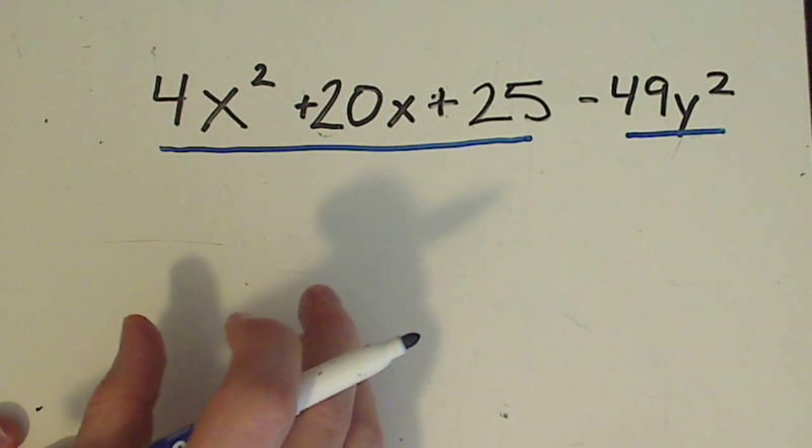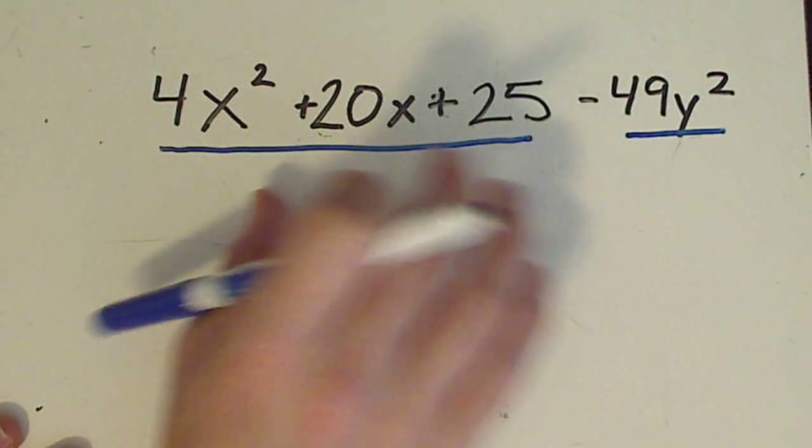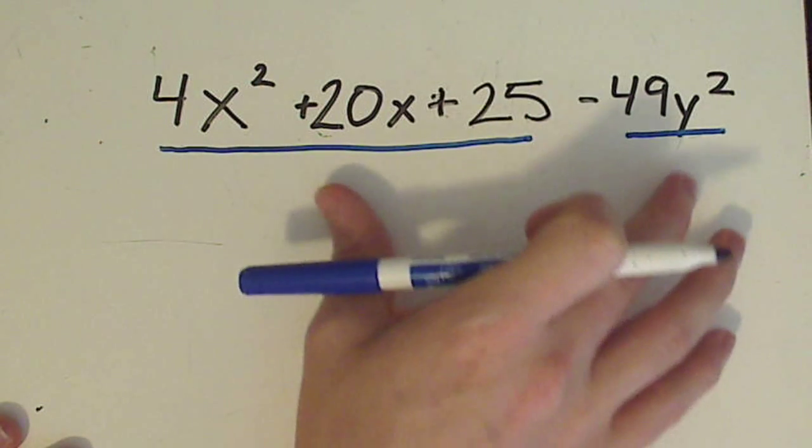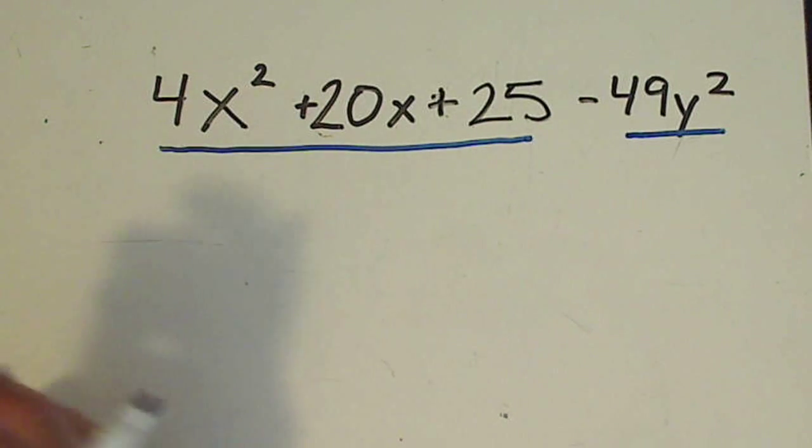Now, it could be the other way too. It could be a square and then a perfect square trinomial with the last three terms. So it can go either way.